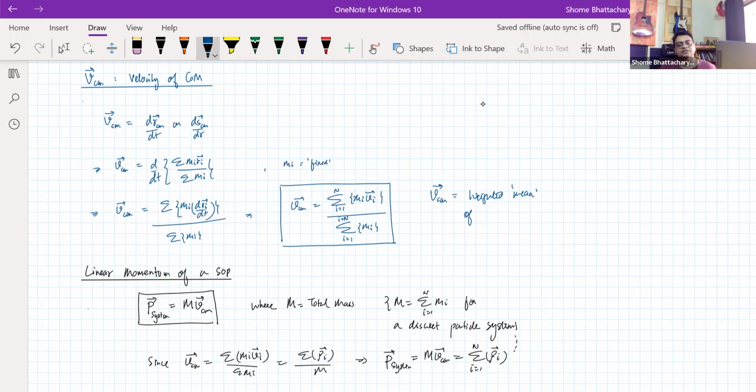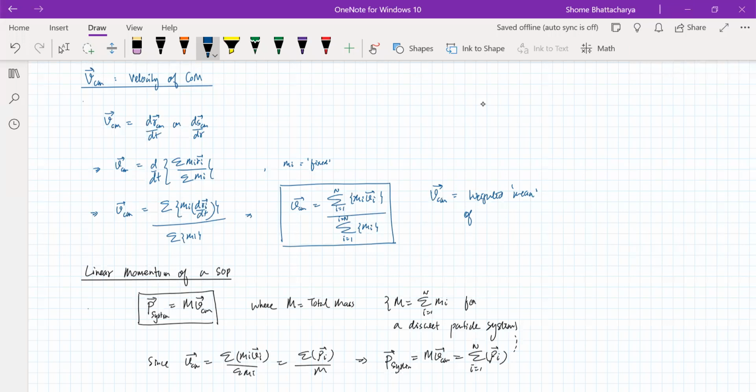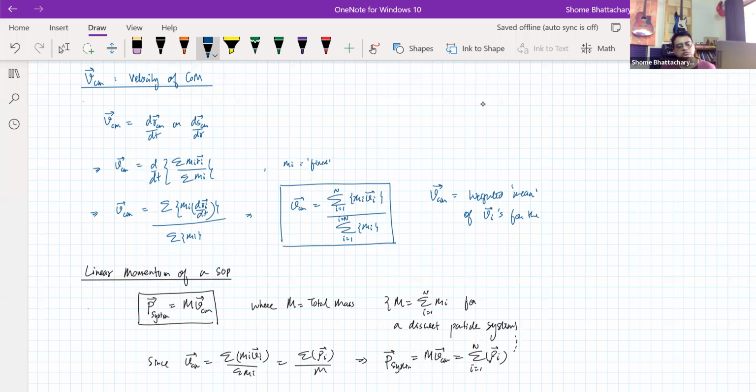When we say average, it generally means time average, right? But here it is a weighted mean, where the weightage is given to mass. Yes, Anil. So if we put the velocity of center of mass formula into the momentum of the system formula, then the total mass of the system will get cancelled.